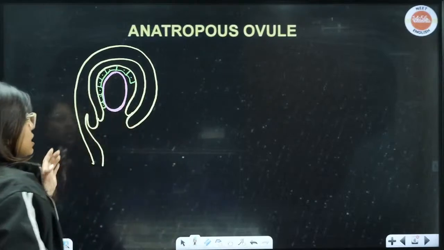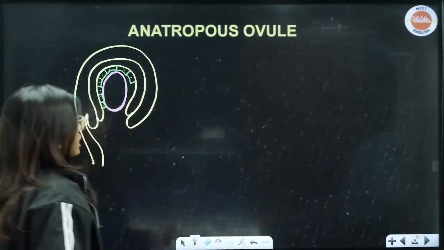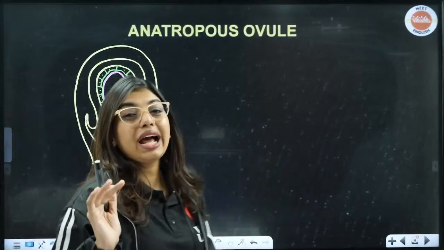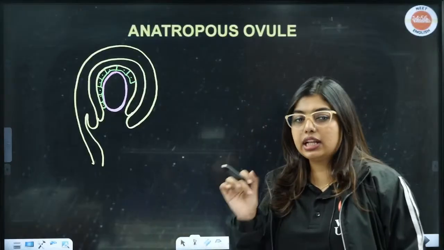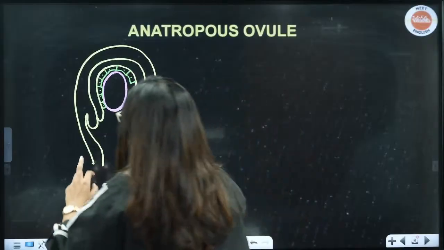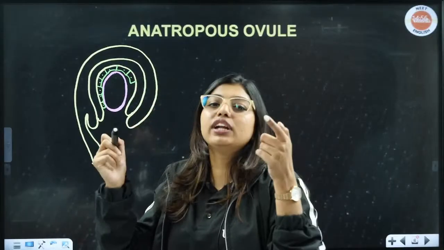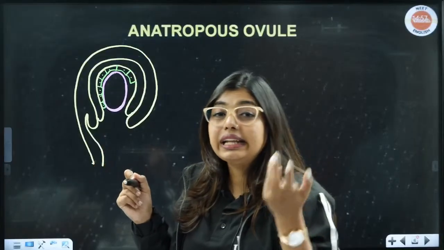Okay, just now we drew this much, the rest we will draw later. So look here students, this is the ovule, okay? What ovule is this? Anatropous ovule. So in the boards they will ask the diagram, directly they'll ask you to draw the anatropous ovule. Now just look at this. You will be noticing that I have drawn two kind of foldings. Those are nothing but integuments, okay?